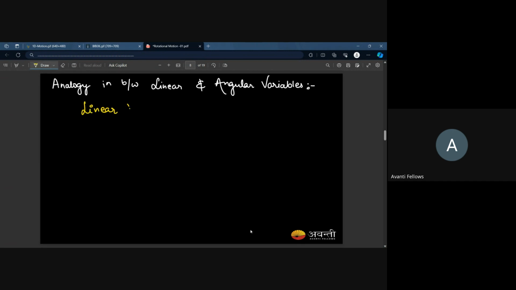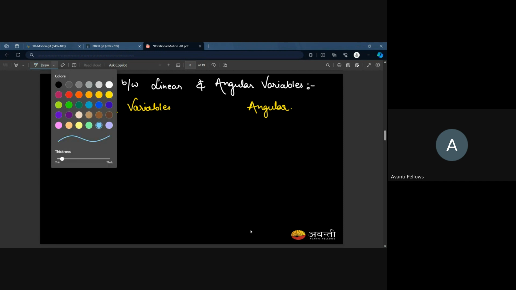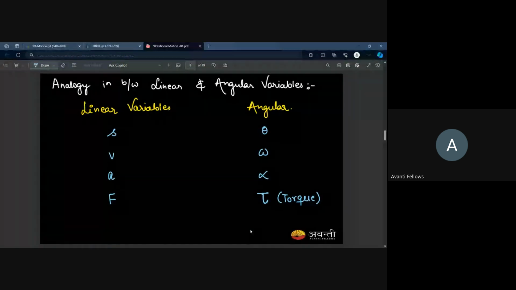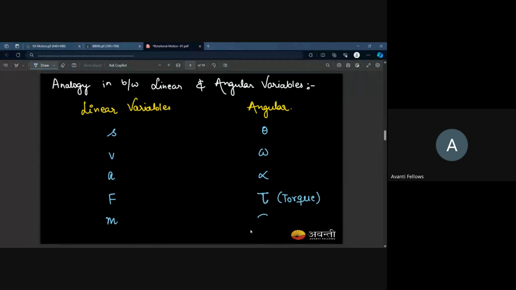Here you will have linear variables, and here, angular. As you know, in linear variables, we get linear displacement. The analogy of this linear displacement in angular terms is theta. Here we have linear velocity, and here it would become angular velocity. Here we have acceleration. Here we would have alpha. Here we will have force, and in angular terms, we will get torque. We will get into the depth of this later. Then we have mass in linear variables. Here we have inertia, and I'm saying, it is moment of inertia.